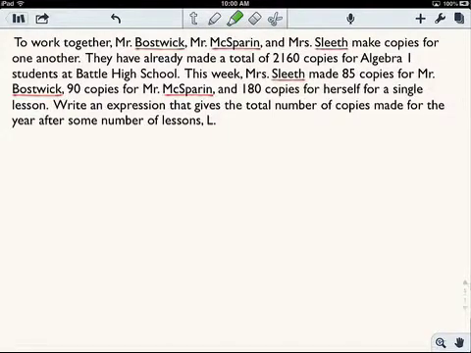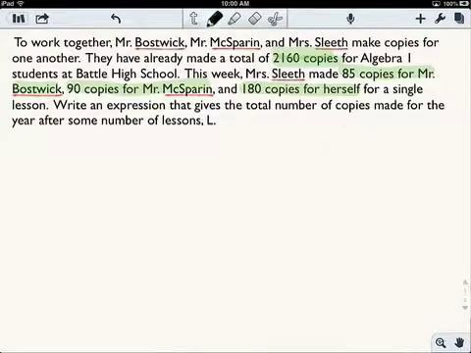So to work together, Mr. Bostwick, Mr. McSparron, and Mrs. Sleeth make copies for one another. They've already made a total of 2,160 copies. That seems like it's probably going to be important. 2,160 copies for Algebra 1 students at Battle High School. This week, Mrs. Sleeth made 85 copies for Mr. Bostwick, 90 for Mr. McSparron, and 180 for herself for a single lesson. Write an expression that gives the total number of copies made for the year after some number of lessons L.